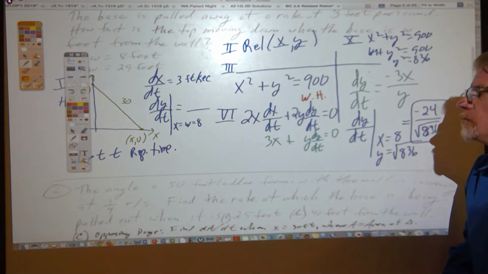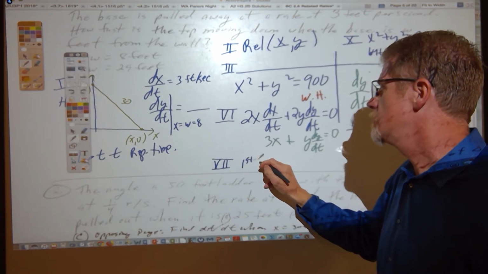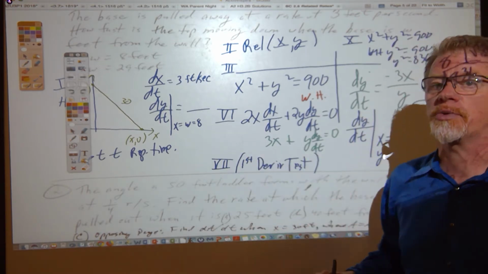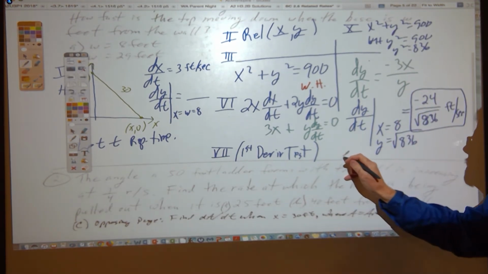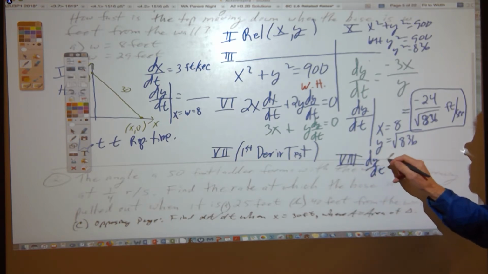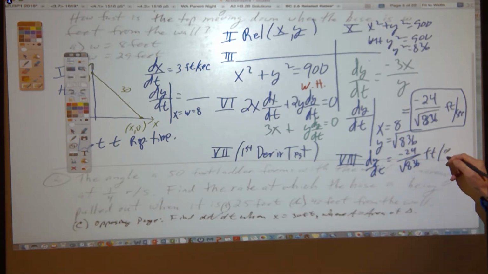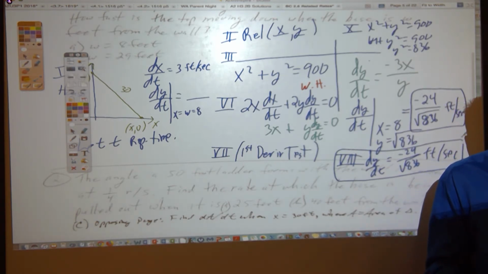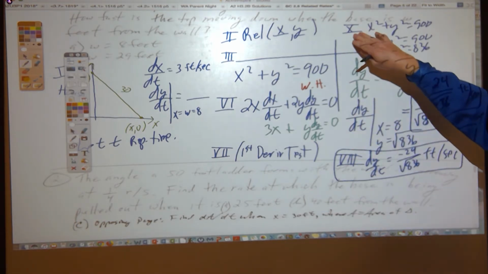Roman numeral 7 is going to be devoted to the first derivative test when we do optimization problems, which is not part of related rates. So you won't need Roman numeral 7 at all. Roman numeral 8 is where we write down the answer. For Roman numeral 8, we say that dy/dt equals negative 24 over the square root of 836 feet per second. Roman numeral 9 is undefined. There is no Roman numeral 9. So it could be called the 9 Roman numeral method. But you might be wondering, why don't we just do our scratch work in Roman numeral 9?